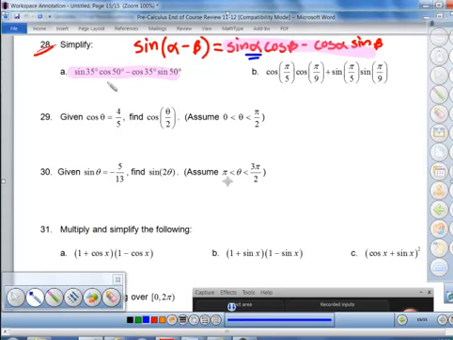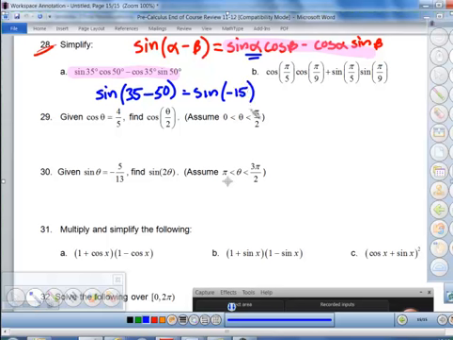So what is alpha in this case over here? 35, right? Okay, so that's going to be sine 35, and then we have to put minus because this is a minus right here, so minus the 50 degrees. And so that's what this one equals. If we go ahead and subtract them, that'll end up being negative 15 degrees. So this equals sine of negative 15 degrees. Okay, so that would be the answer for that one.